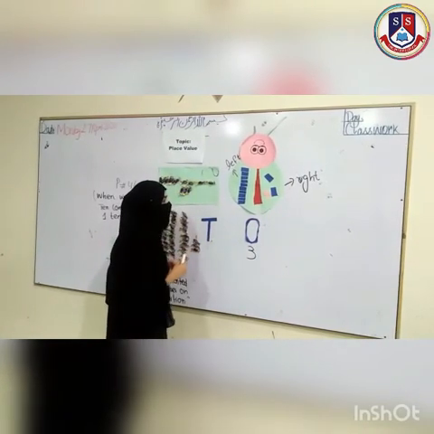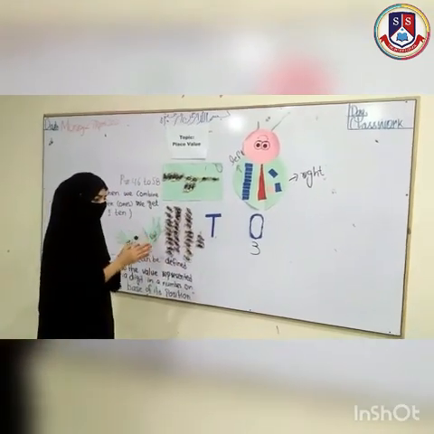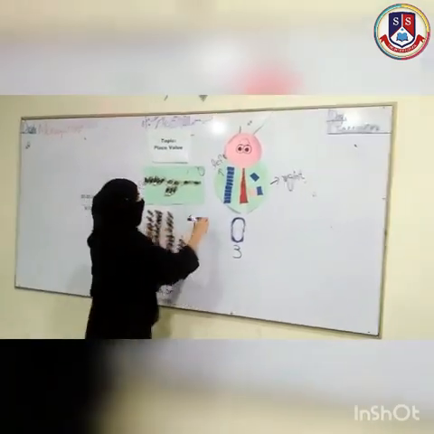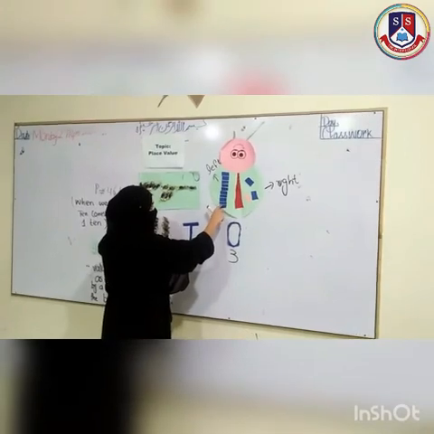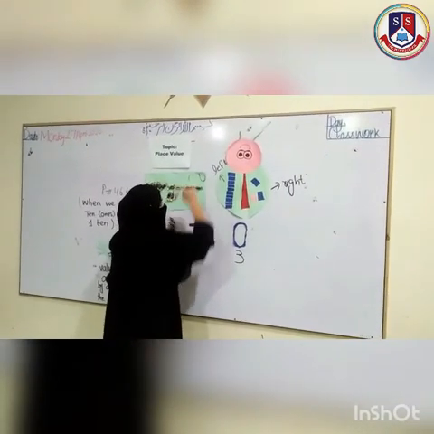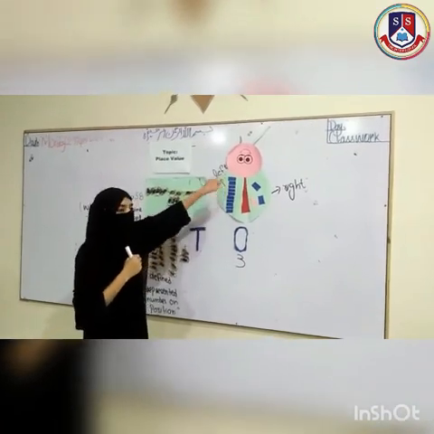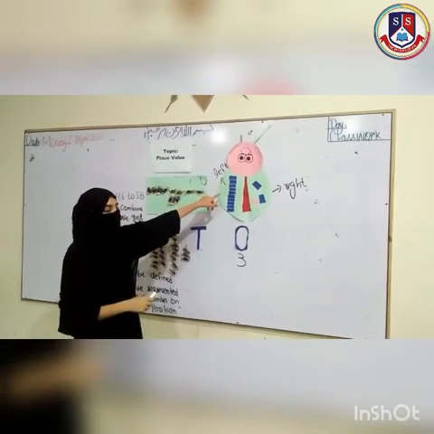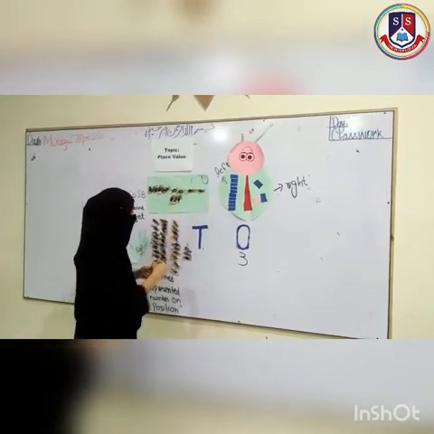And how many tens? I have told you, when we combine 10 ones together, we get 1 ten. So it means there is 1 ten. 1, 2, 3, 4, 5, 6, 7, 8, 9, 10. It is a combination of 10 ones. 10 ones is equal to 1 ten.